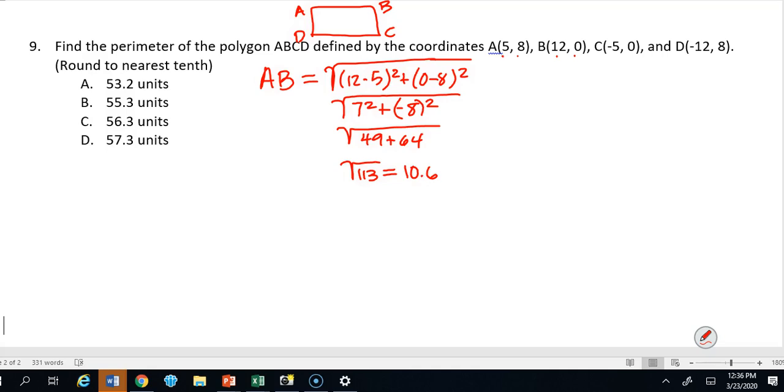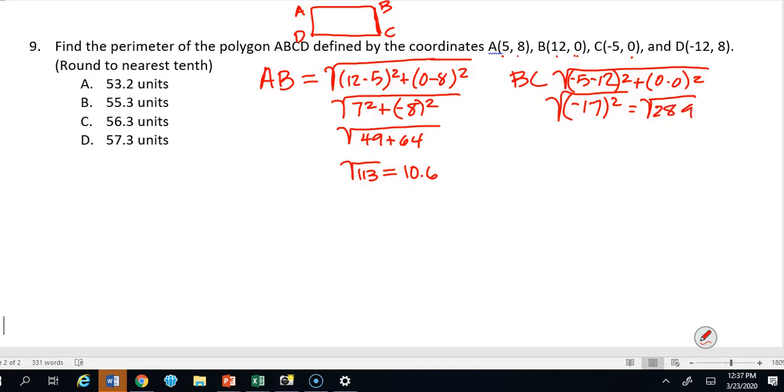So then we're going to look at BC. It's our next side right here. When I do that, I'm going to again do negative 5 minus 12 squared plus 0 minus 0 squared. So this is going to be negative 17 squared, which is the square root of 289, which we obviously know is still 17. So we're going to talk about CD.